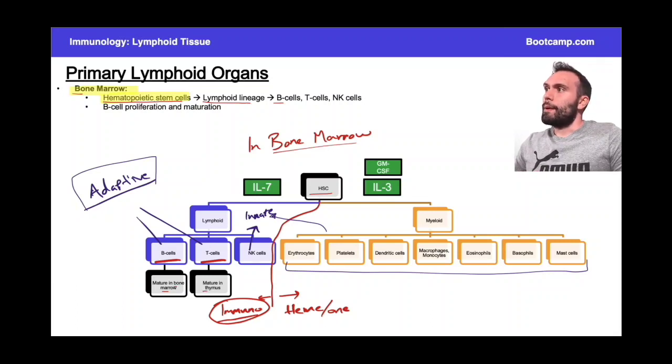Okay. But remember that all three, the B cells, the T cells, and the natural killer cells, all form from hematopoietic stem cells that undergo differentiation into the lymphoid lineage. And this is stimulated by interleukin-7. We're going to talk about this in great detail to come. And again, the big point here: B cell proliferation and maturation happening here in the bone marrow.